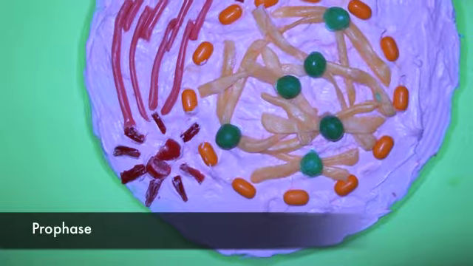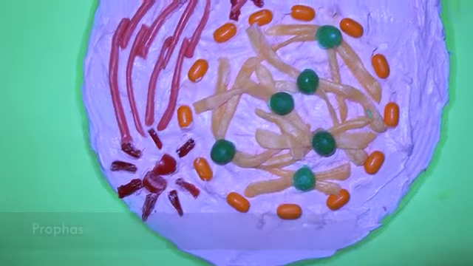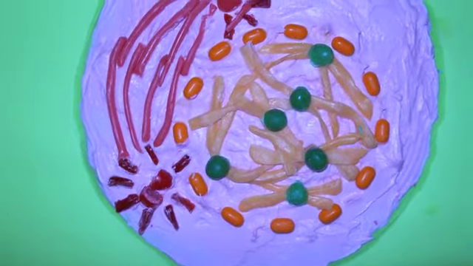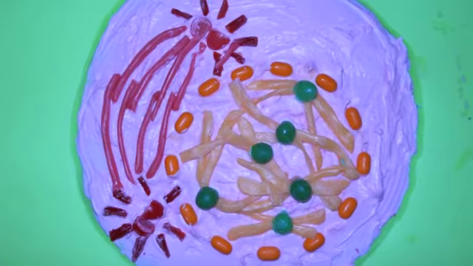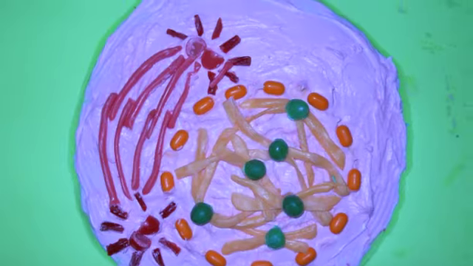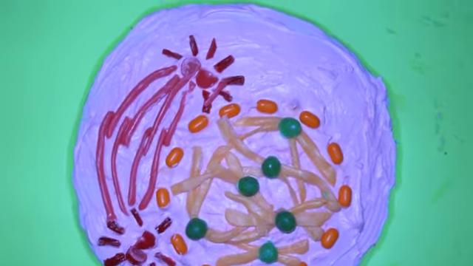Prophase is the first step of mitosis. Chromatin fibers condense into discrete chromosomes. The nucleoli disappear and the nuclear envelope disintegrates. The replicated chromosomes appear as two identical sister chromatids. The mitotic spindle begins to appear and centrosomes move apart.